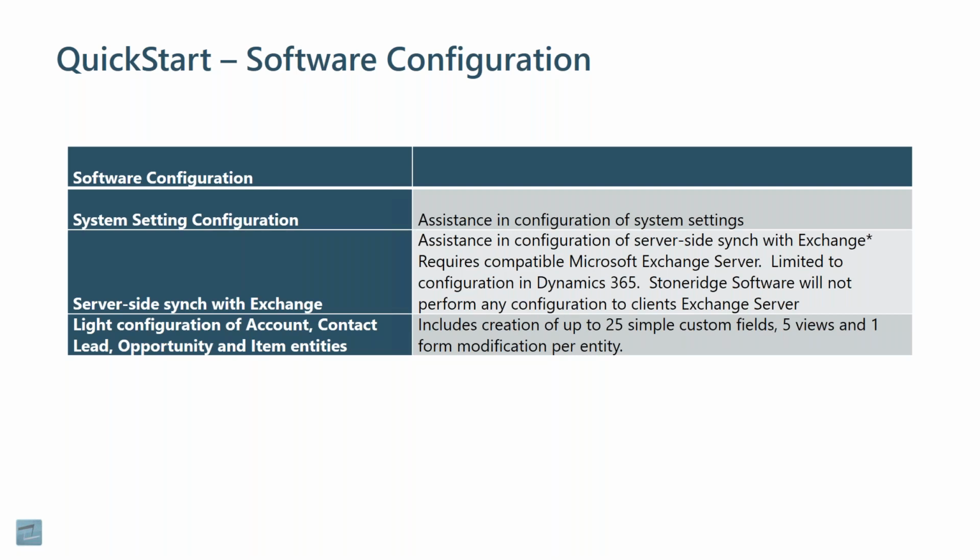And then that last one there is light config. So going in and looking at the core sales entities, and by entities, I mean those accounts, those contacts, the leads, the opportunities. This does include creation of up to 25 custom fields, 5 views, and 1 form modification per entity. So we can modify the main form you're using for account, the main form for contact, the main form for lead, the main form for opportunity.